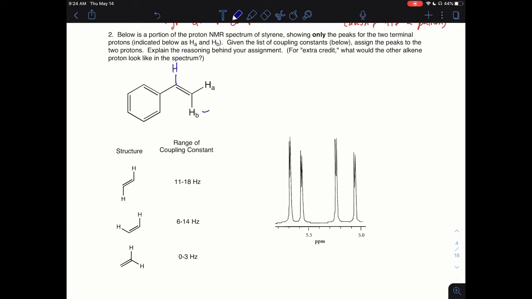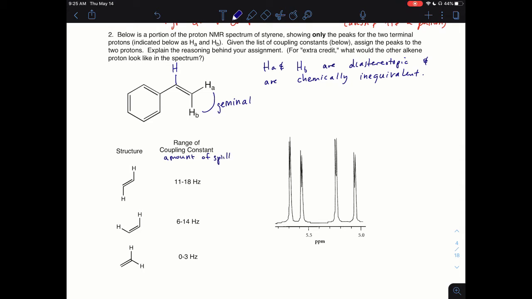Okay, so HA and HB, they're going to couple each other because they're different, right? They're diastereotopic. If you did the substitution test, you would see that they make diastereomers, and so they are different. They have different signals in the NMR. Awesome. And so they couple each other with a coupling constant. This just means amount of splitting. And I'm not going to go into any more details in this class. I would love to, but we can't. So this coupling constant, just represented by J, it just means the amount of splitting. So we're going to look at big and small, and we're not going to worry about hertz.